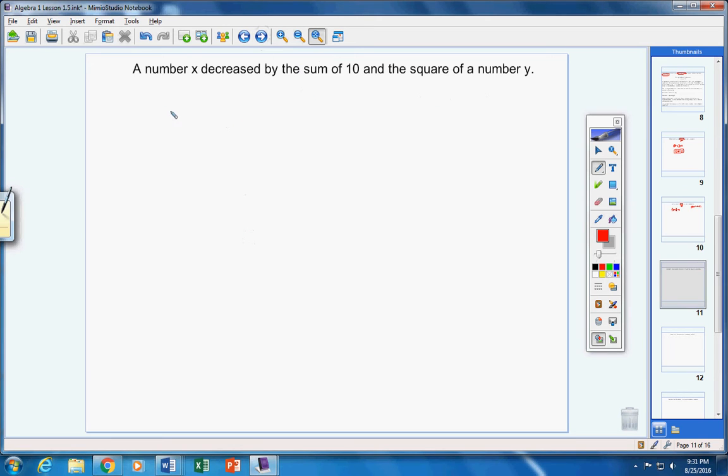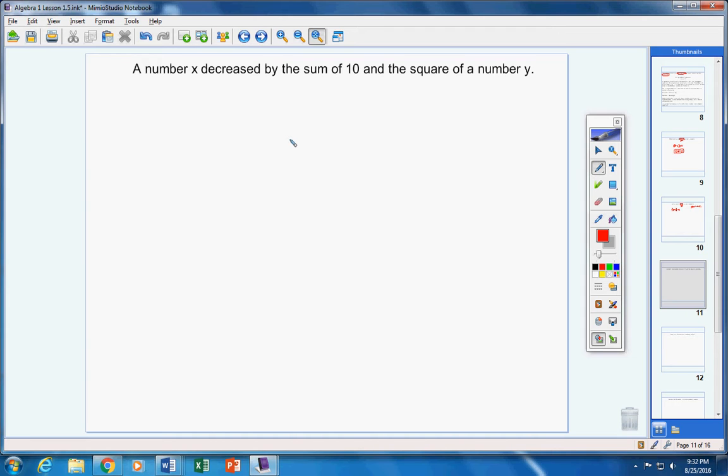All right, number 3. I'll wait a second here while you copy this down. Please copy this in your notes. A number x is decreased by the sum of 10 and the square of a number y. Please copy that down.